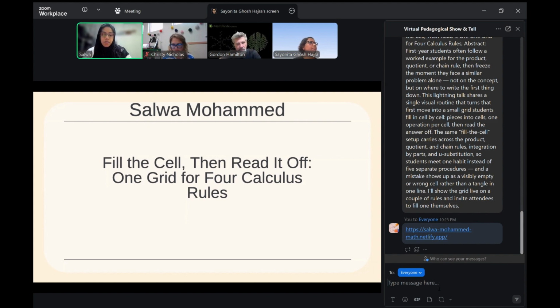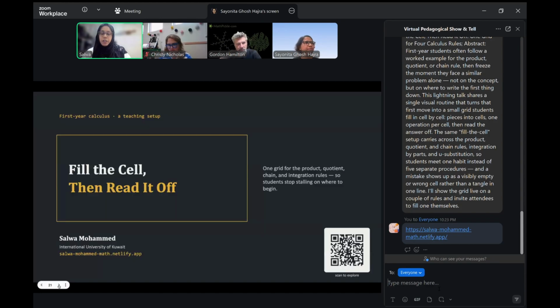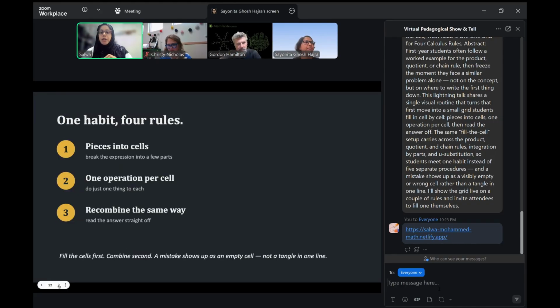We start with the product rule in derivatives in calculus. So I started off, put this up, and I found my students stuck. We're doing product and quotient rule, and then we were able to extend this to chain, integration by parts, and u-substitution. But when I start product rule, they were like, do I start with this one or that one? Does it matter? What do I start with?